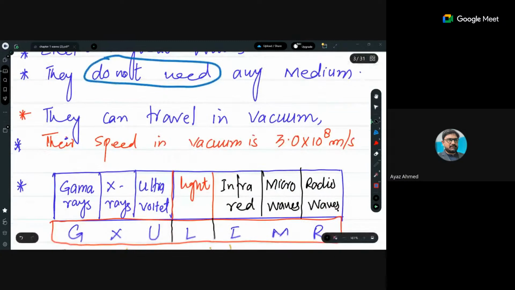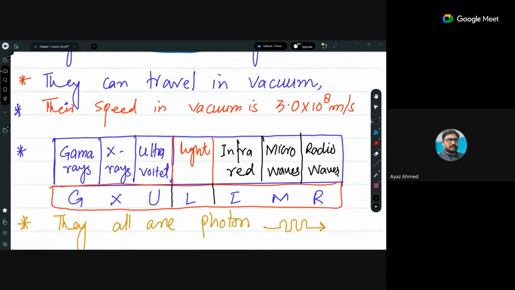That's why they can travel in a vacuum, and their speed is the same as the speed of light in vacuum, that is 3.0 × 10^8 meters per second. Most probably you have learned about all this. It's not a new thing for you. This is the electromagnetic spectrum, and that spectrum is basically the spectrum of all these non-mechanical waves.